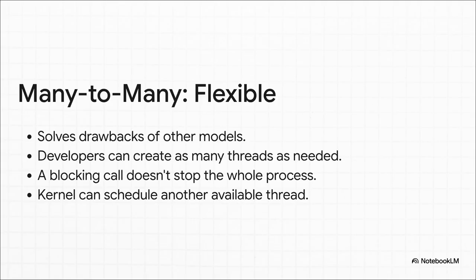Developers can create as many lightweight user threads as they want, and if one of them has to wait, the kernel can just grab another ready thread and schedule it to run on an available kernel thread. So this avoids the total freeze of the many-to-one model and the heavy overhead of the one-to-one model.